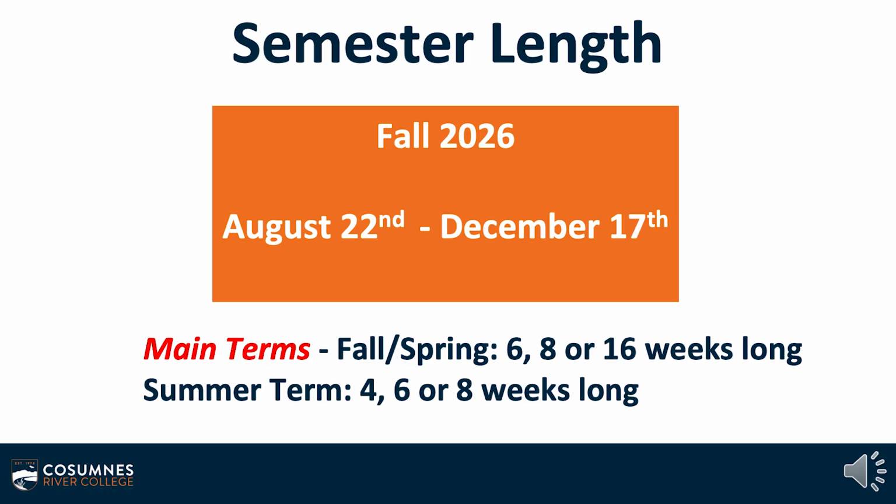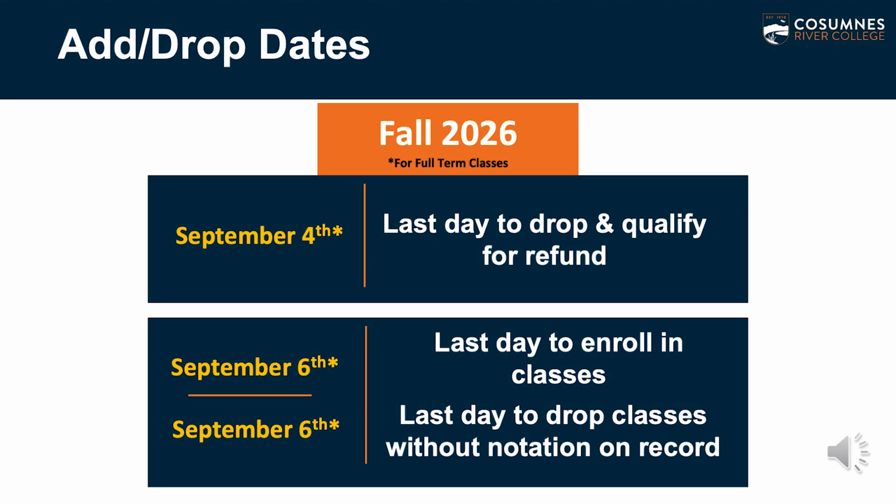Please note that while most classes are 16 weeks long, some courses may be 6 or 8 weeks long. For summer term, courses can be 4, 6, or 8 weeks long. Remember, every class you take in college becomes part of your academic transcript, even if you decide to transfer to another college in the future.